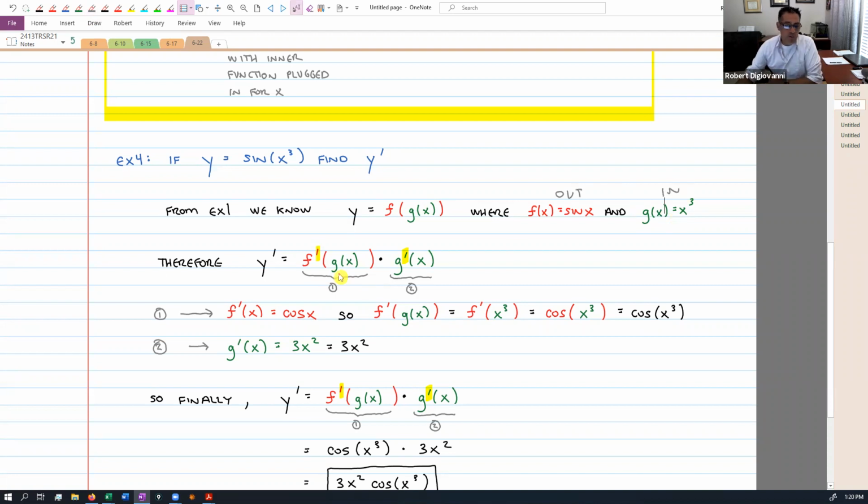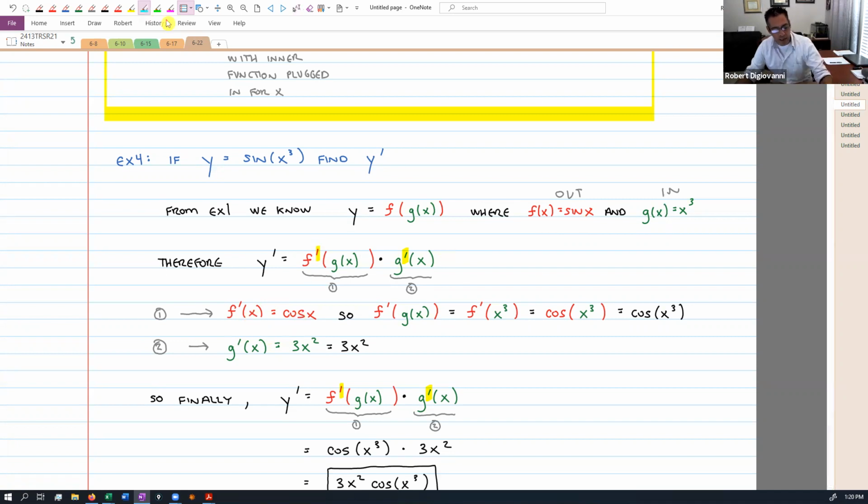Now, according to the formula for the chain rule, we need to take the derivative of the outer function, f, and plug g into it. Let's work on that first. I call that 1. Let's do this first. So first of all, what's the derivative of f? We need to know the derivative of f. So we look at f, its derivative is just cosine of x. So the derivative of f would just be cosine of x.